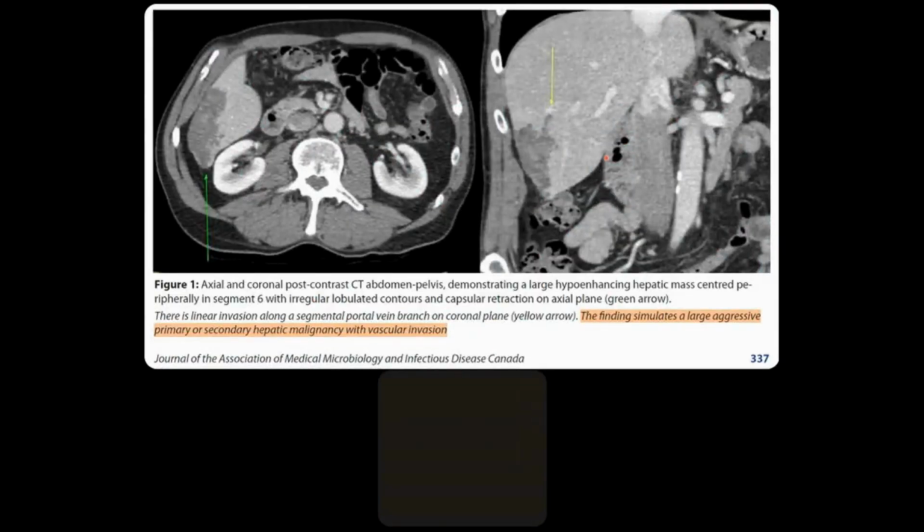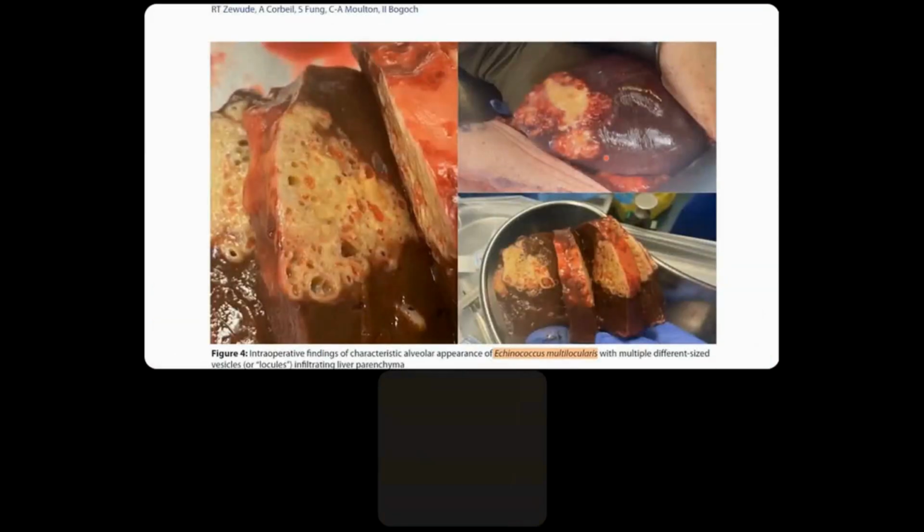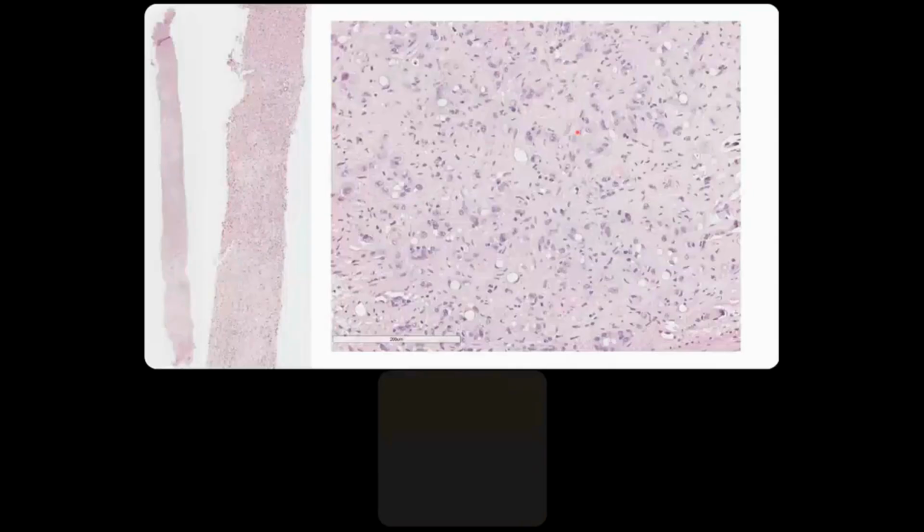So here's another case of alveolar echinococcus that we published, which simulated a large aggressive hepatic tumor on imaging. These are some intraoperative images which demonstrate how the tapeworm can infiltrate liver parenchyma, mimicking a neoplastic process. And I'm just going to finish my presentation with this final case of infiltrative liver disease.